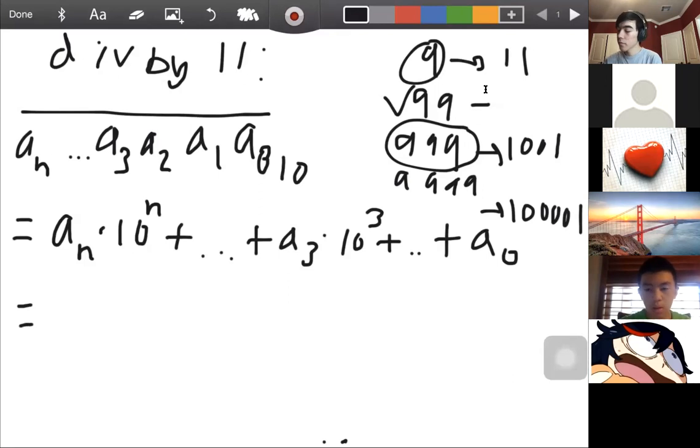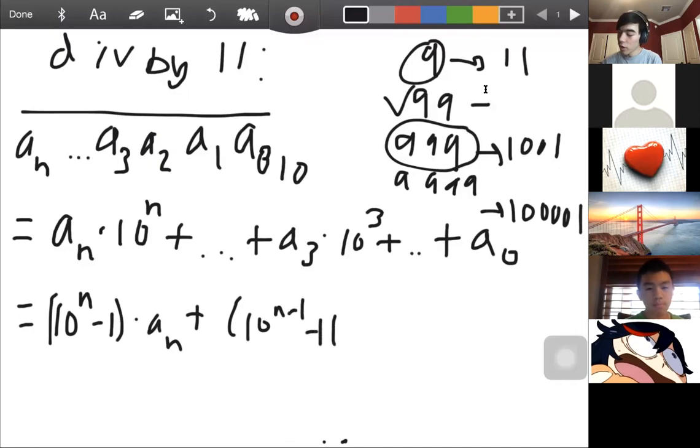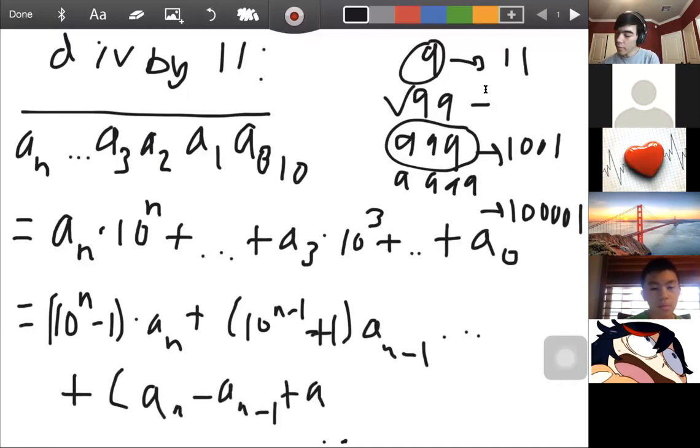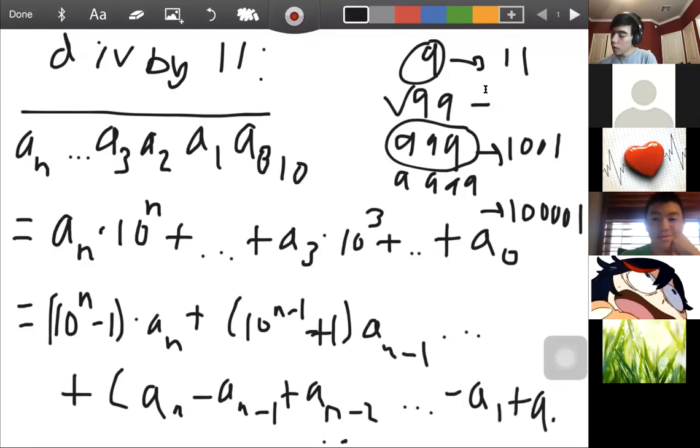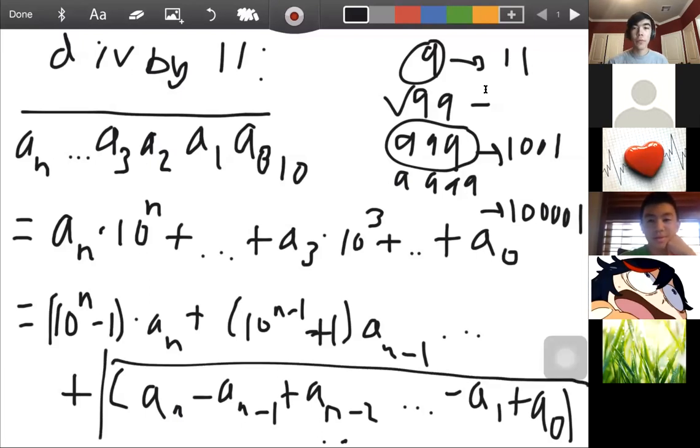So what we actually get is, if we factor out the 11s, we get a whole bunch of 10 to the n minus 1 times a_n, and we get 10 to the n minus 1, plus 1, times a_(n-1), dot dot dot. It'll be plus or minus 1 depending on how far along n is. But at the very end, you'll be left with something like this: a_n minus a_(n-1) plus a_(n-2), dot dot dot, minus a_1 plus a_0. And this term at the very end alternates between pluses and minuses because the multiples of 11 that are close to the powers of 10 alternate between being above and below the actual power of 10.